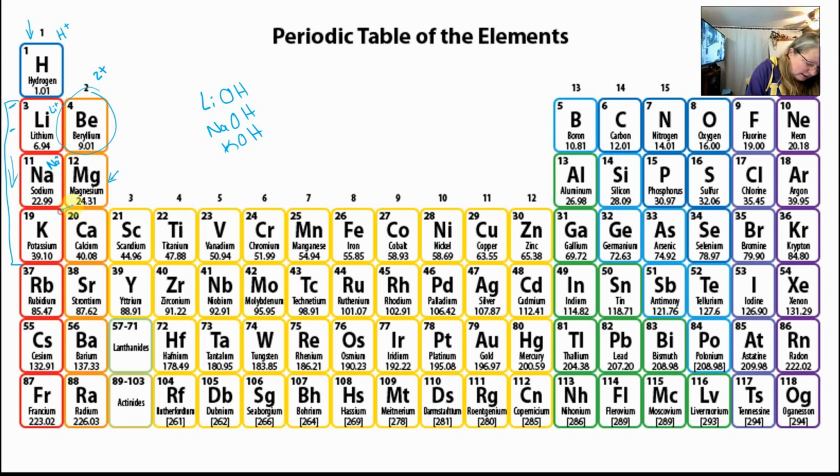So that's why that works so well. But these 3, calcium, strontium, and barium, also make good strong bases. And further on in the quarter, we will learn which ones don't dissociate as well as the others.